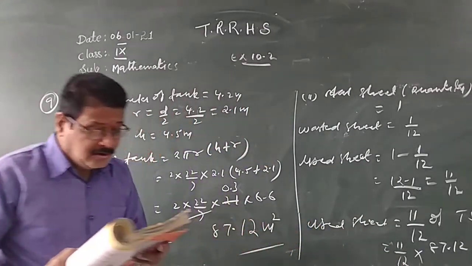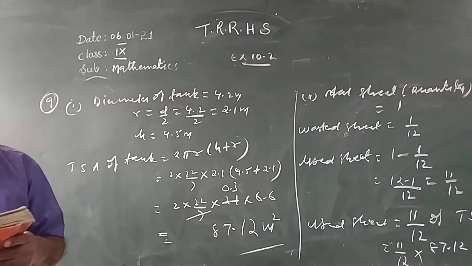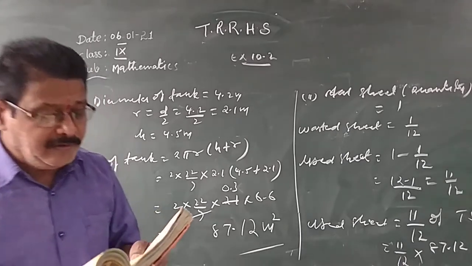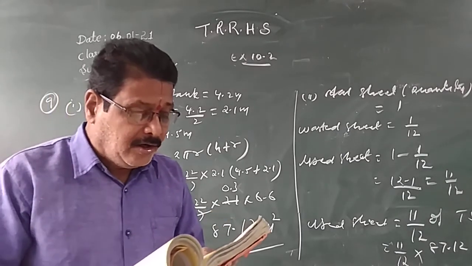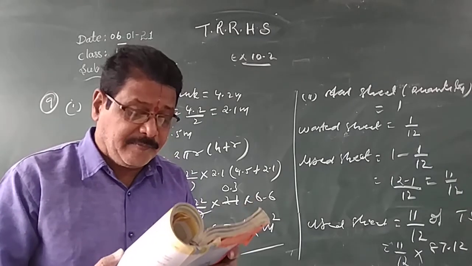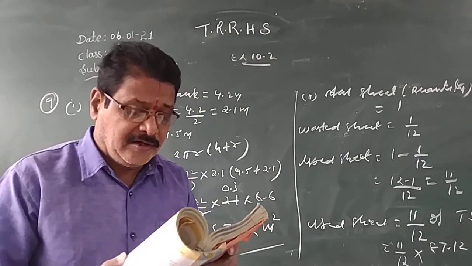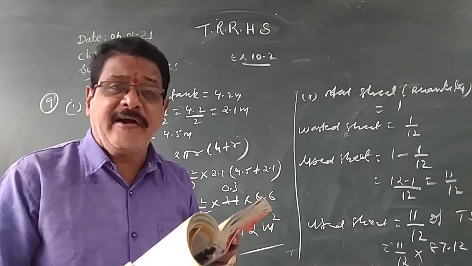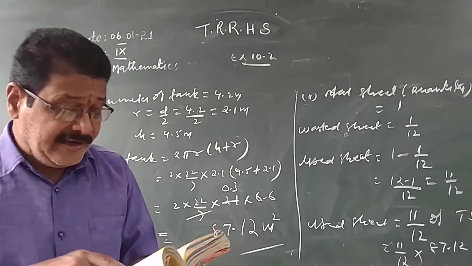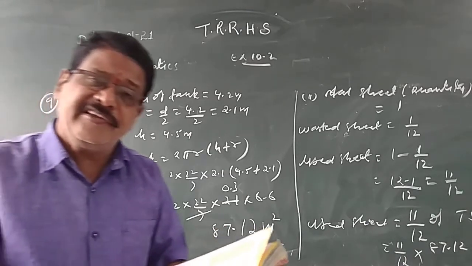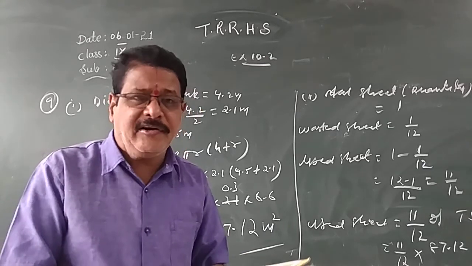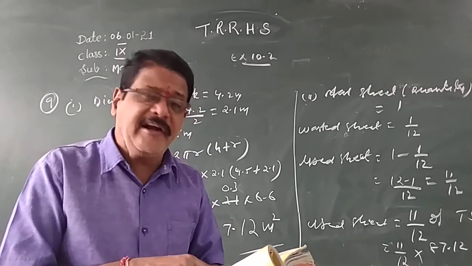Right, now I go for the 10th problem. You do it, children. The 10th problem is a very easy problem. I will give the hint. A one side open cylindrical drum has inner radius 28 centimeters, and the height is 2.1 meters. The radius is given in centimeters, so the height also must be changed into centimeters. Height 2.1 meters, 2.1 into 100, so 210 centimeters.